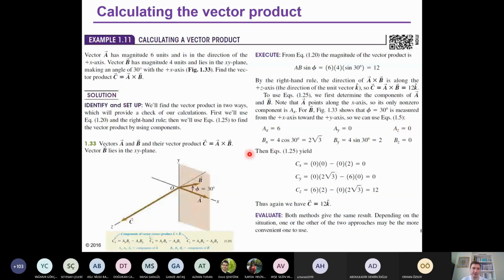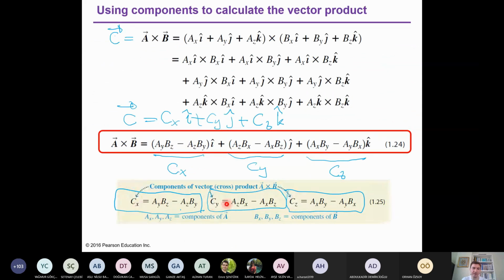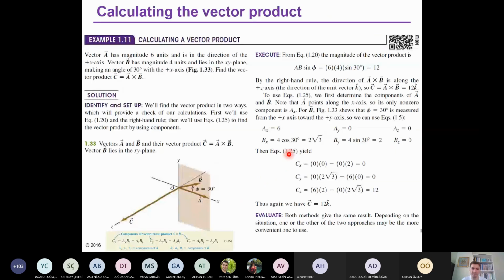What about Bx? The x component of B vector is given by the magnitude of B, 4, times cosine phi. So then we have this number. The y component of B vector is 4 times sin 30 degrees. Then what about the z component of B vector? B vector has no component along the z axis, so it is 0. So then just take these Ax, Ay, Az, Bx, By, Bz and put them here. Then you can calculate Cx, Cy, Cz, and the result is 12. We have only the z component for the C vector.